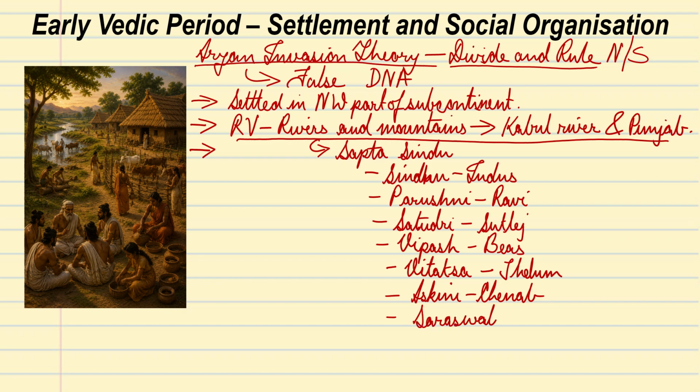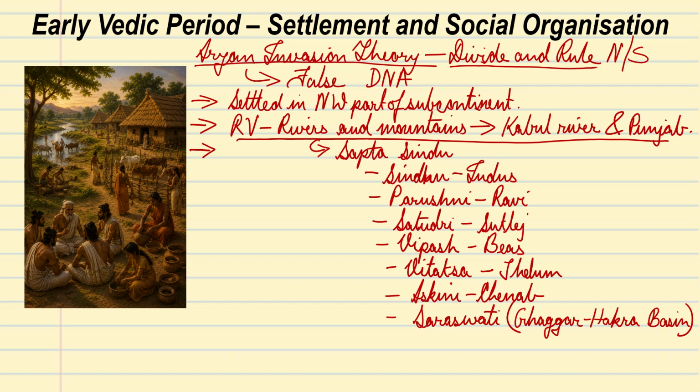At last, we have the Saraswati river. Now, this Saraswati river does not exist anymore because of some tectonic plate changes. It has ceased to exist, and today we have the Ghaggar Hakra basin, and it is assumed that this is the place where the mighty Saraswati river flowed.